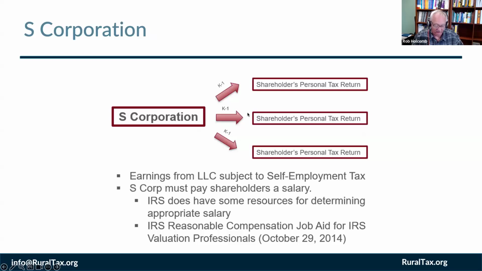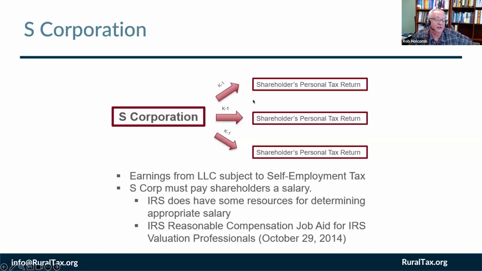Okay, so an S corp. Let's look at the S corp, and again, the reason we pop this up here is that S corporations and LLCs are probably two of the hottest entities right now that folks are getting into.